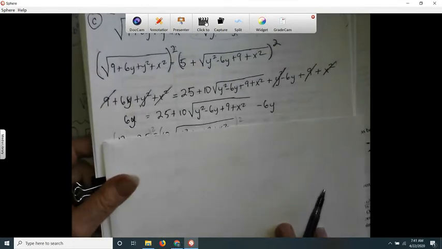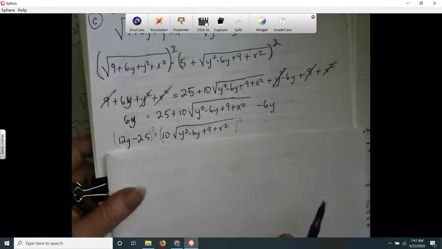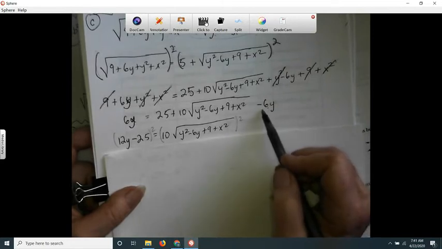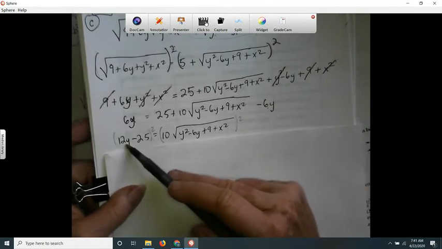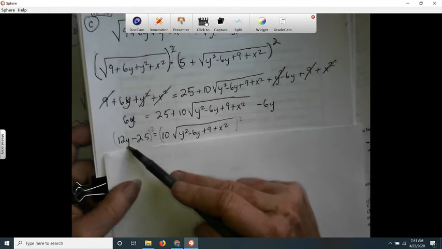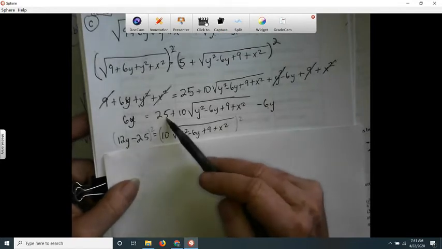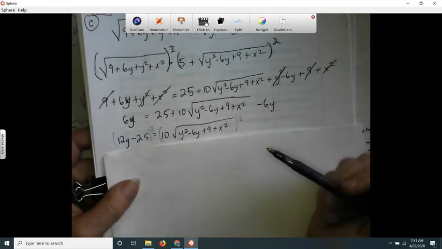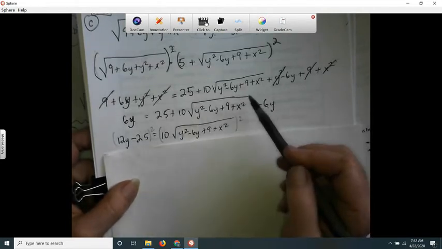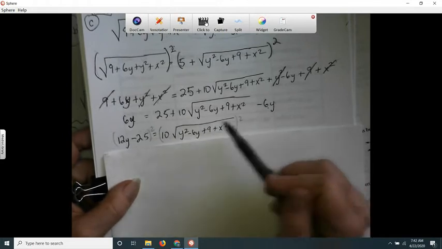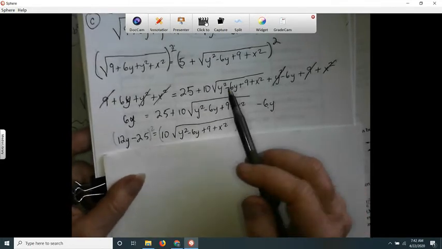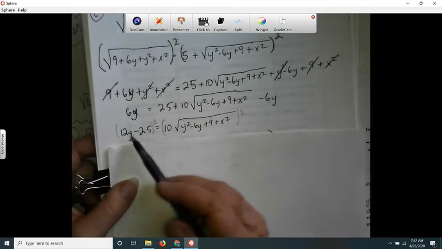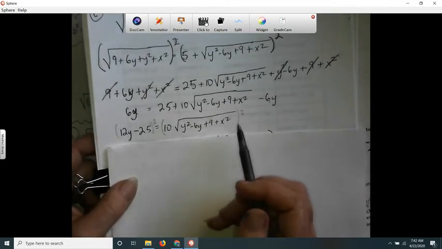And then I went ahead and added the 6y to both sides. That's how come I got a 12y here. And I subtracted 25 on both sides. Oh yeah, because I got to square this out again, right? Because we can't have this radical in here. So I need to get everything that's not the radical on the left-hand side. I considered dividing both sides by 10, but I saw that it would give me decimals, so I'm just going to square out that 10.